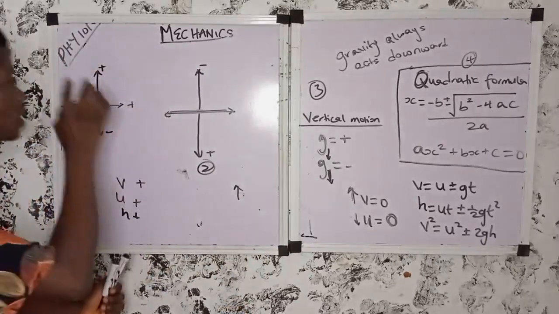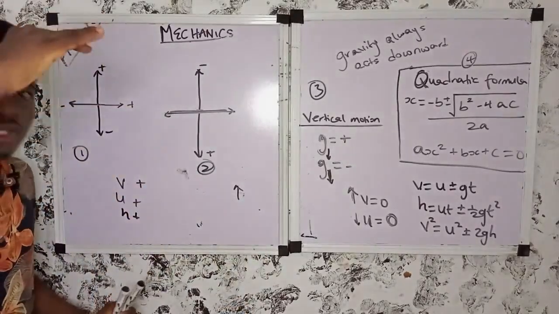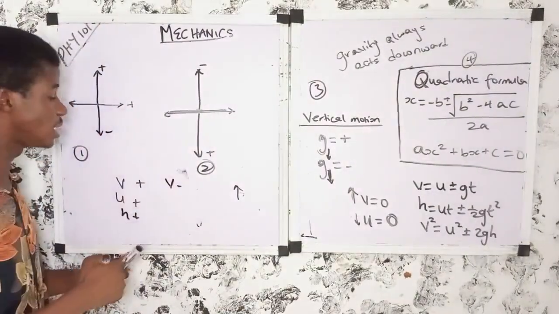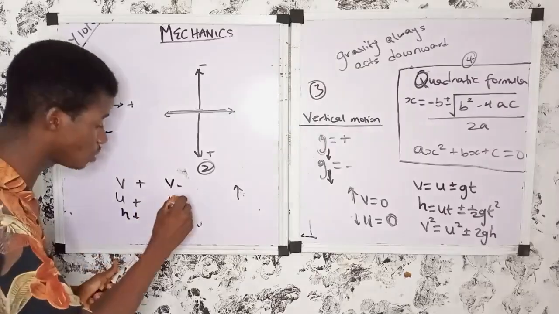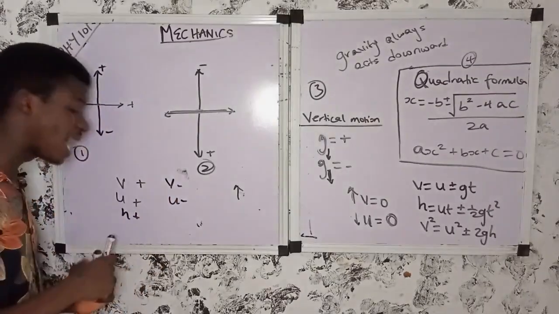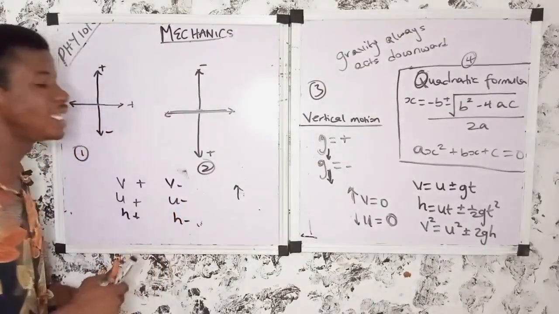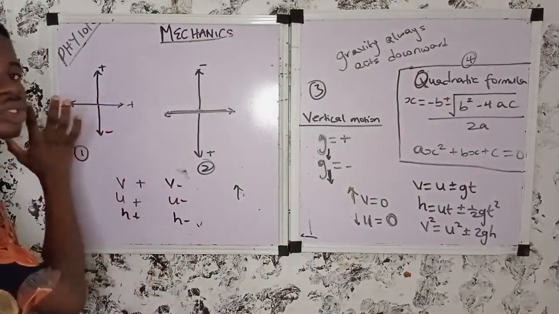Now, using the same coordinate, if the body is falling down, our final velocity will usually be negative. Our initial velocity will still be negative. Then our displacement will still be negative. That is when we use this first coordinate.